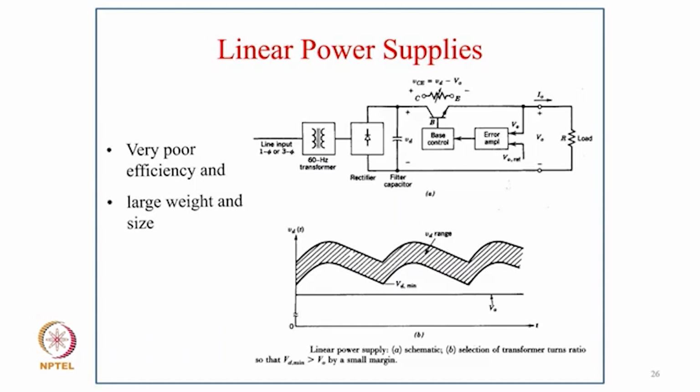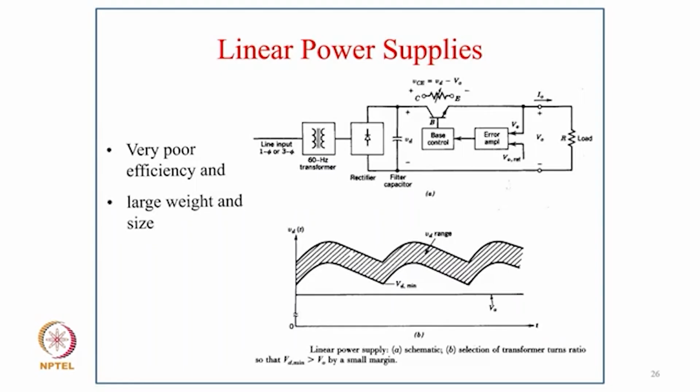The reason being, you can see that we first reduce the voltage with a power frequency transformer of 60 Hz or 50 Hz, depending on the input supply, 3-phase or single phase. We use the diode rectifier, and it gives the Vd, and this Vd presumes that it will always be higher than the output voltage, even as the input voltage varies. So you can see the range of the Vd.